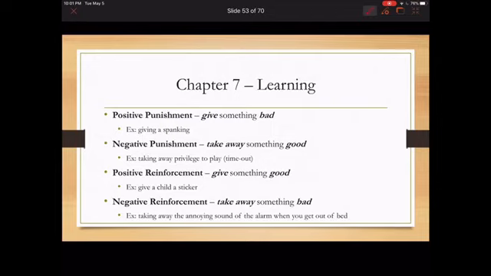Positive reinforcement, giving something good, so giving some kind of reward, like giving a child a sticker so that they continue to do the good behavior. Negative reinforcement, taking away something bad, so when you wake up in the morning, you hear that annoying alarm sound. When you get out of bed, you do the good behavior of getting out of bed and turning off the alarm. Now that annoying sound goes away.